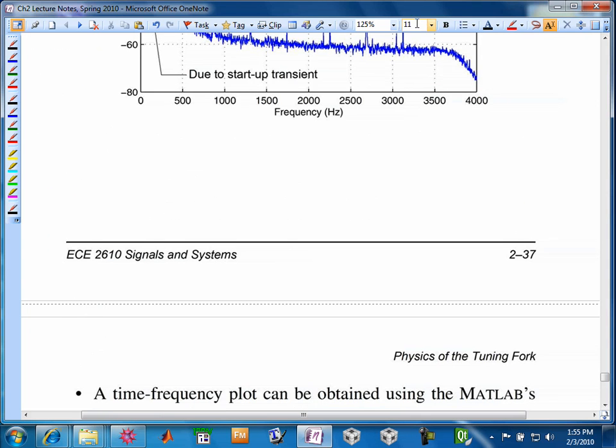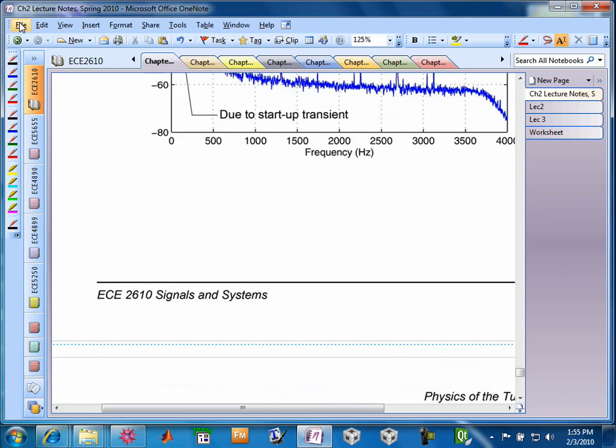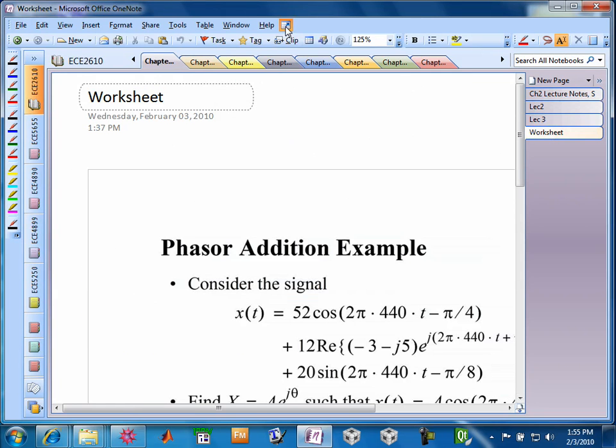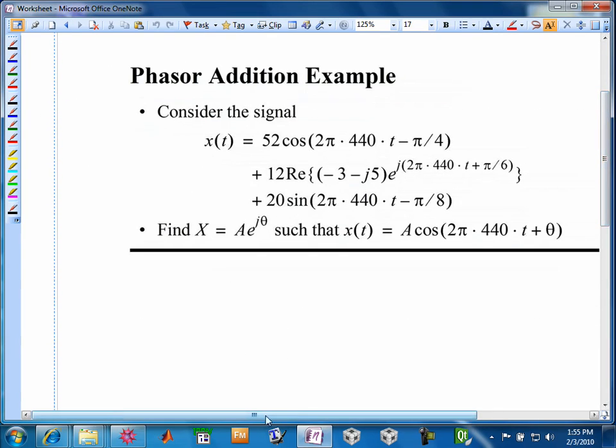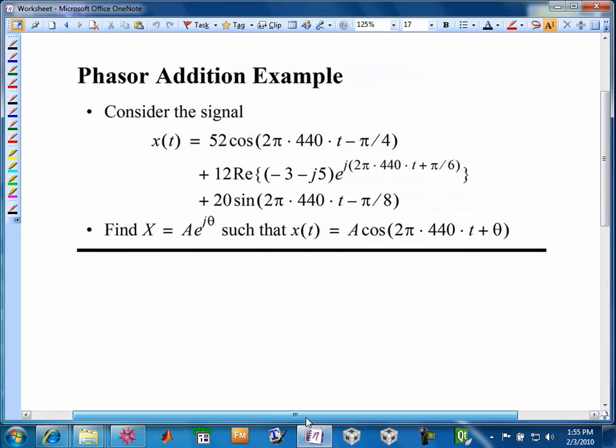Well, now what we want to do is jump back and go to the worksheet that I've handed out. This was the ending theme that we worked on Monday, of being able to take a sum of sinusoidal signals all at the same frequency, in this case all at 440 hertz, and add them up to get a composite signal. This will be the subject of the quiz on Friday.